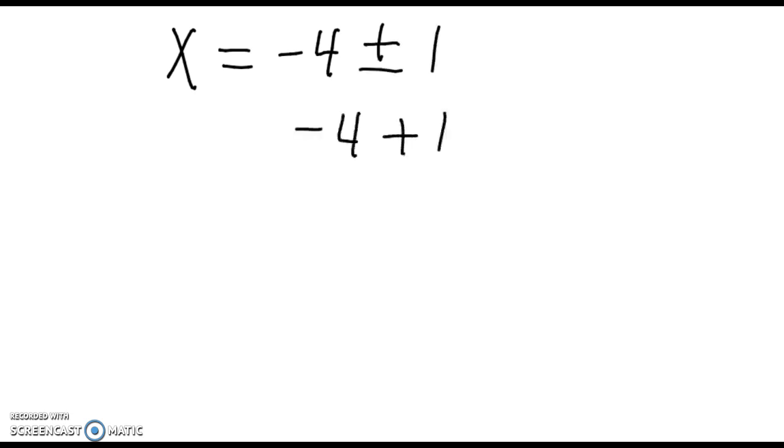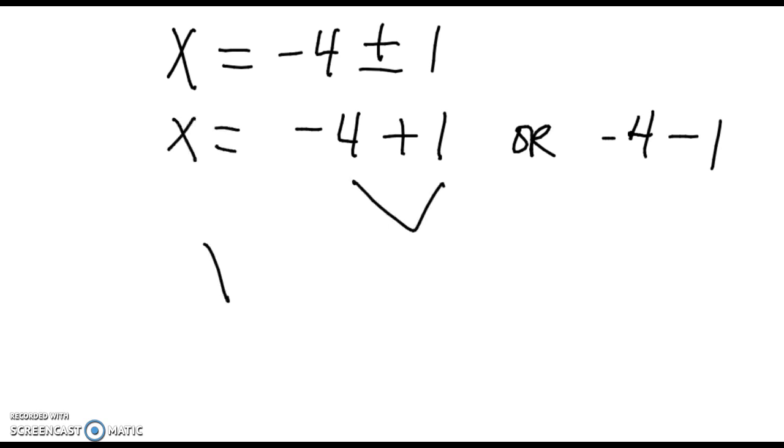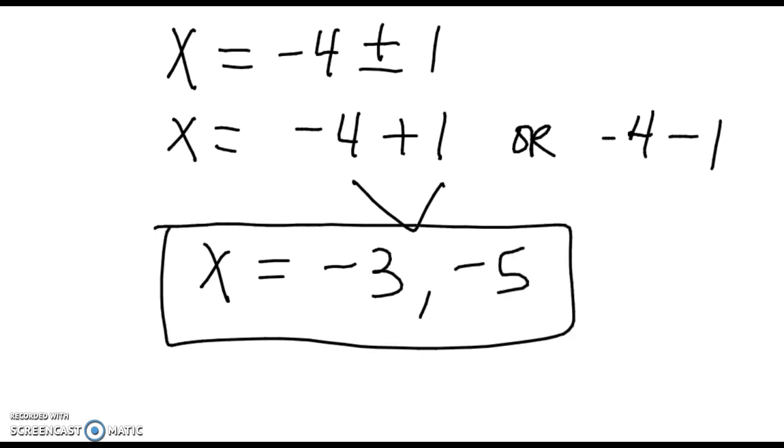Okay, I'm sorry, I had to make some more room. So we had x equals negative 4 plus or minus 1, and we want to find our two solutions. So we would write them as negative 4 plus 1, or negative 4 minus 1. Negative 4 plus 1 is negative 3, and negative 4 minus 1 is negative 5. So these are our two solutions to the quadratic.